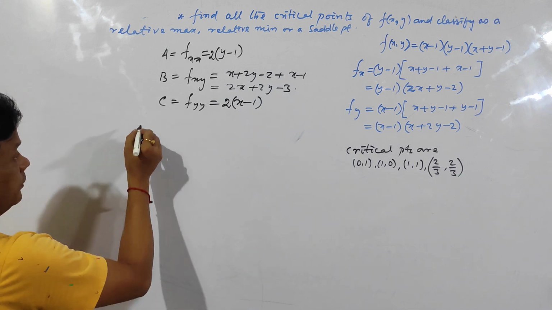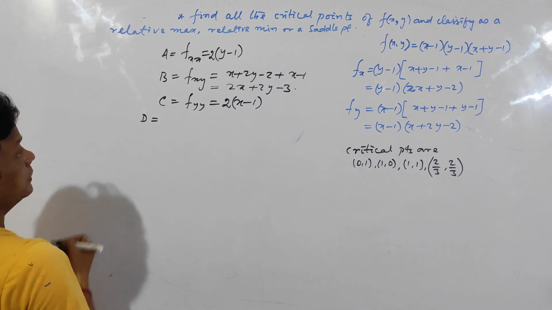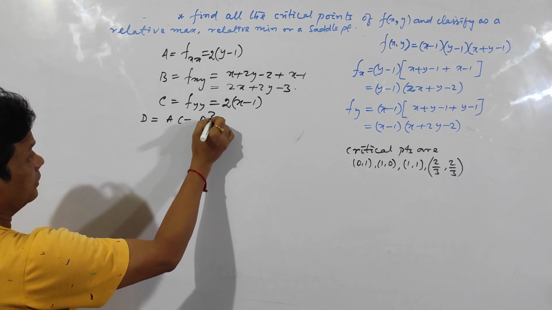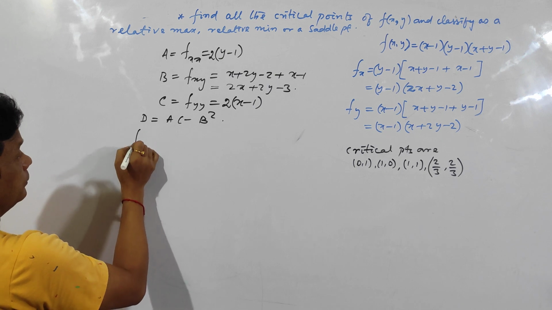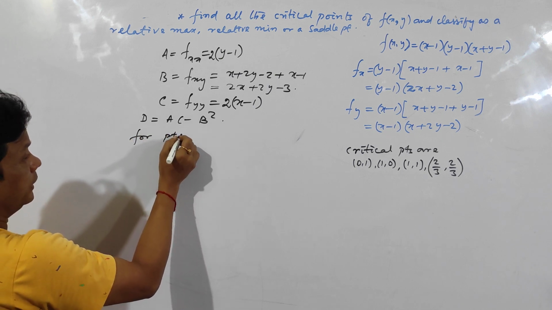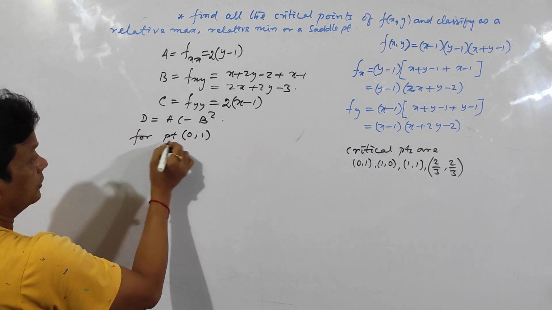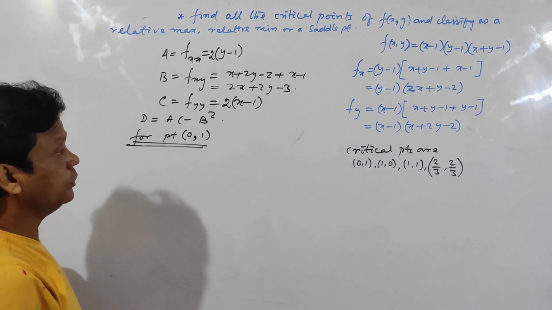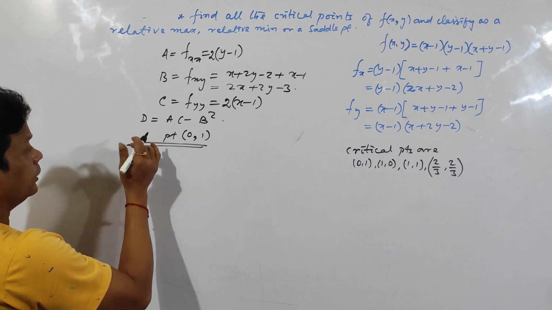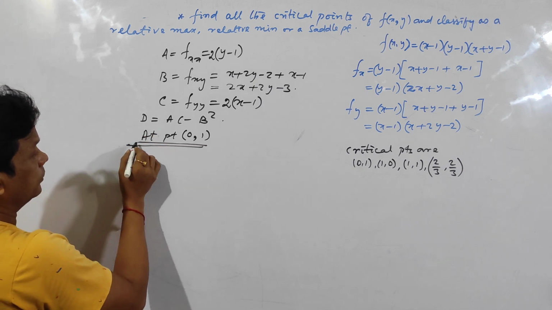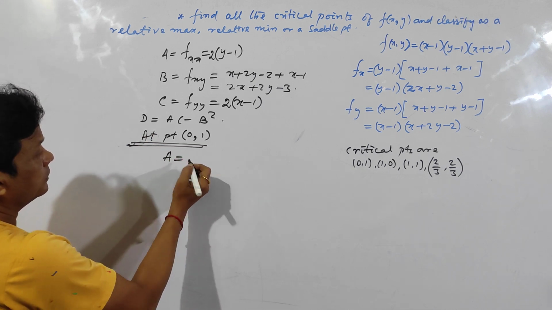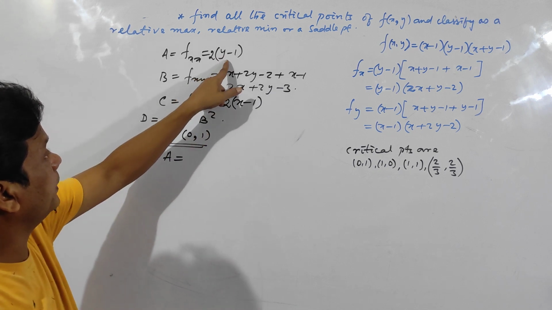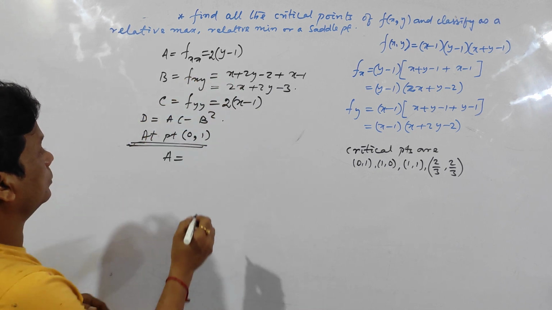So we have got A, B, C, and what is D? D is equal to AC minus B square. Now for the point (0, 1), clear? For the point (0, 1), put x equal to 0, y equal to 1. Y equal to 1 means it is 0. A is equal to 0.